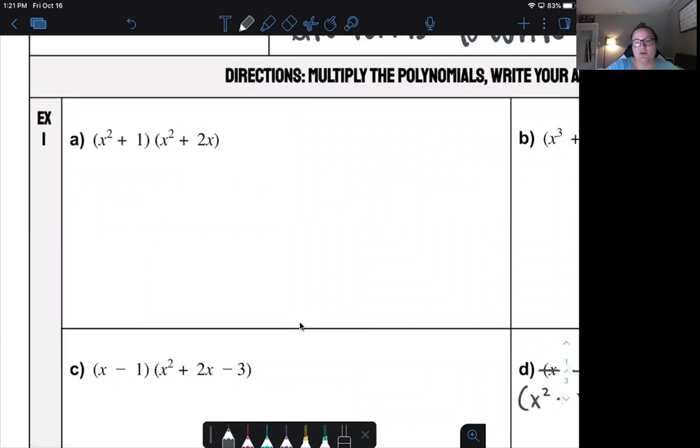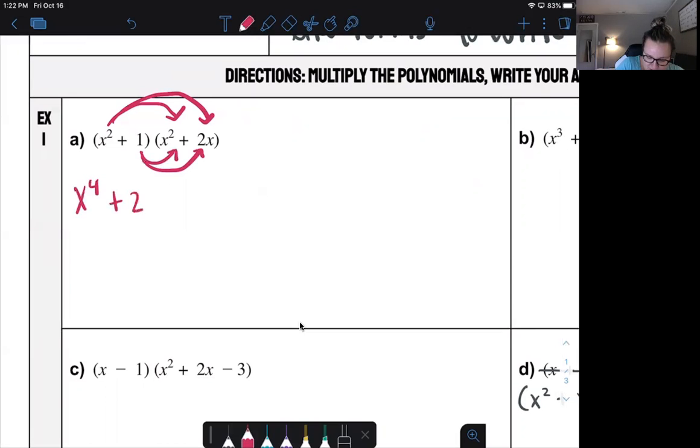So for number 1, we're going to multiply x squared plus 1 times x squared plus 2x. So remember, we use the distributive property. We distribute x squared to these two terms, and we're going to distribute the 1 to those two terms as well. So x squared times x squared is x to the 4th. X squared times 2x is 2x cubed. 1 times x squared is x squared. And 1 times 2x is 2x.